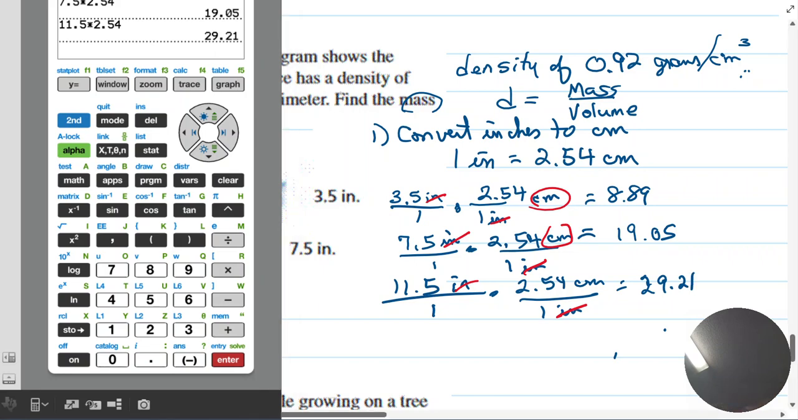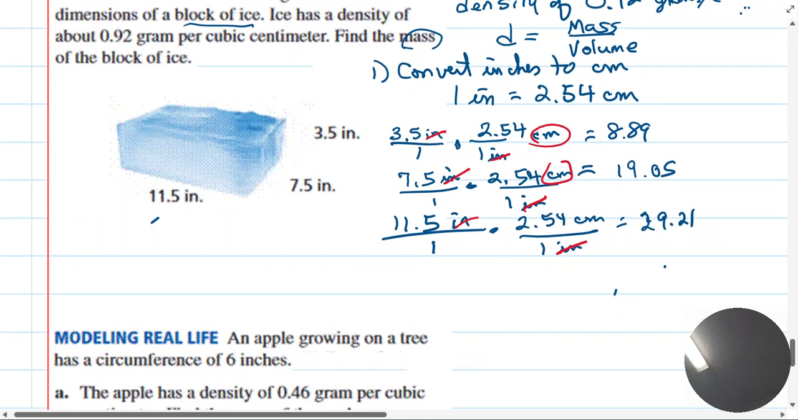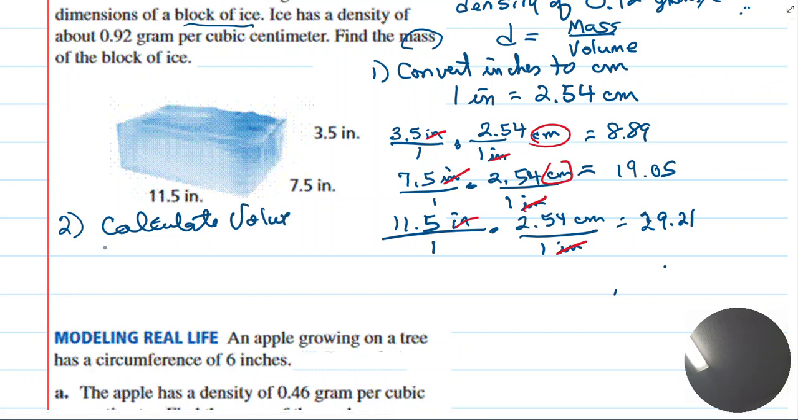So now our second step is to calculate volume. We know that volume is the base times the height. So we're going to have our 29.21 times our 19.05 for our base, times the height, which is now 8.89 centimeters. So we're going to get our calculator out, because that is just calculator. I'm sorry about that.